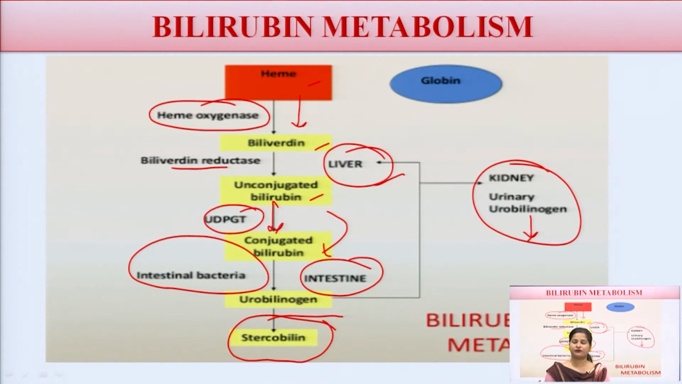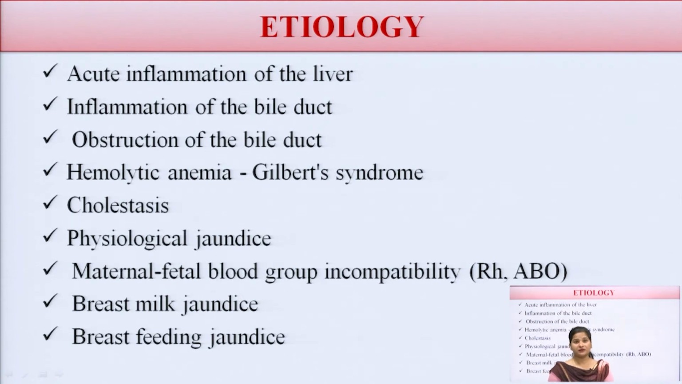Then different kinds of chemicals attach with this bile juice and form the conjugated bilirubin, and when this conjugated bilirubin goes to the small intestine, it forms urobilin, and the last form is stercobilin. This is the metabolism of bilirubin, how it is metabolized.